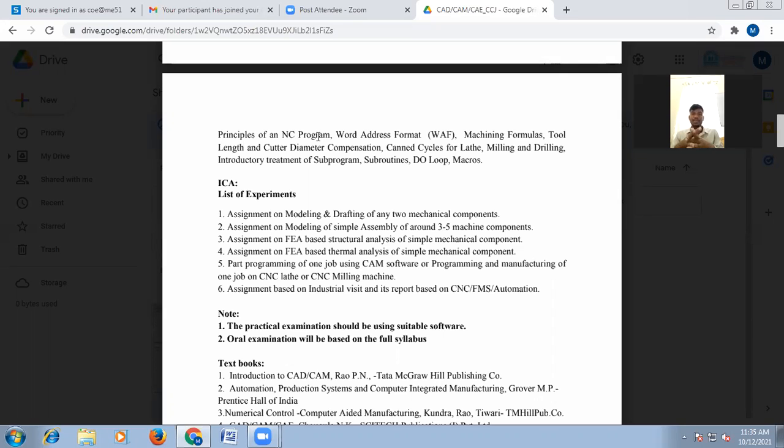So first basic, you should know how to start the program. You should know some basic fundamental G codes and M codes. In this way you should know what the format is for making this program. So there is one format, the word address format, WAF.